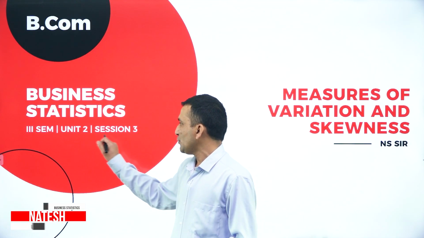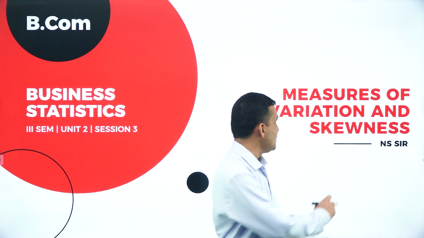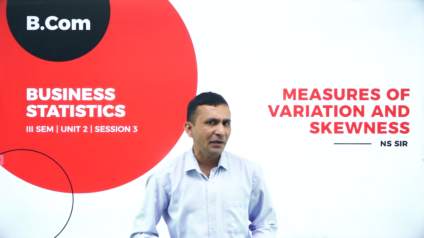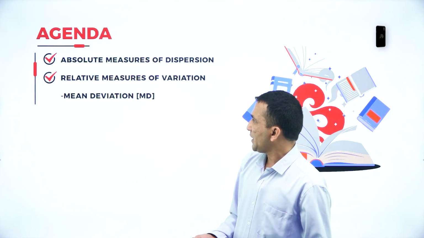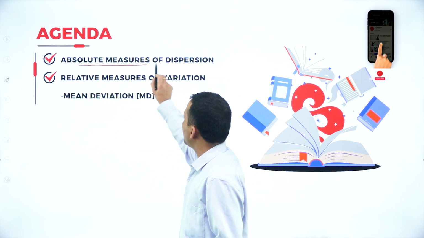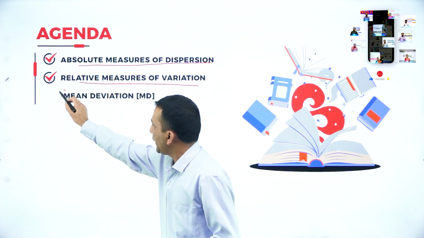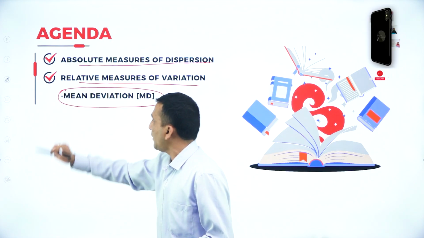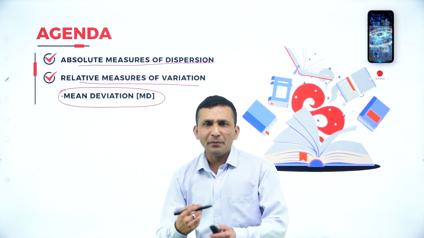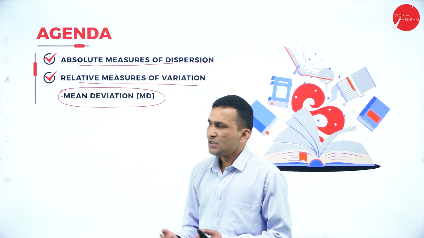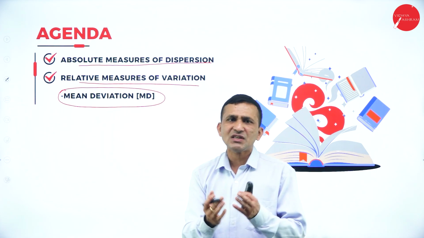So we are in Unit 2, Section 3, third semester BCom, measures of variation and skewness, or you can say measures of dispersion. Today my agenda is absolute measures of dispersion and relative measures of variation. In this session, the main focus is on the mean deviation. Under mean deviation, the name itself suggests we are taking the mean average, so based on the mean, we are finding the deviations.